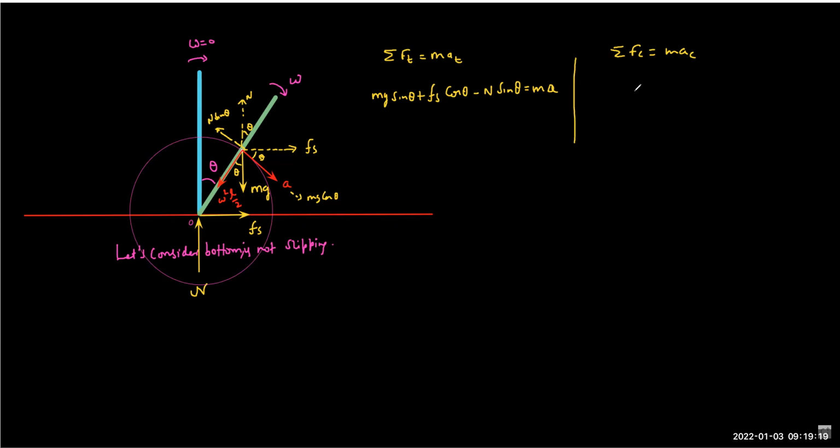And the net force along the centripetal direction will be how much? That's mg cos theta minus N cos theta, because that's opposing, and Fs will have sin theta again, minus Fs sin theta, equals m omega square L by 2. So these are the equations, the way of writing the equations.